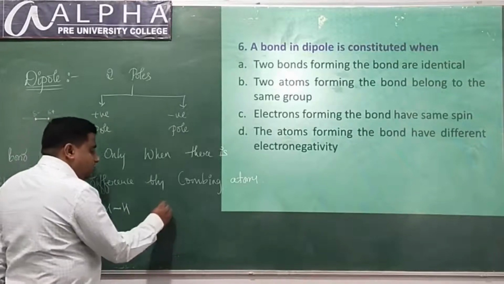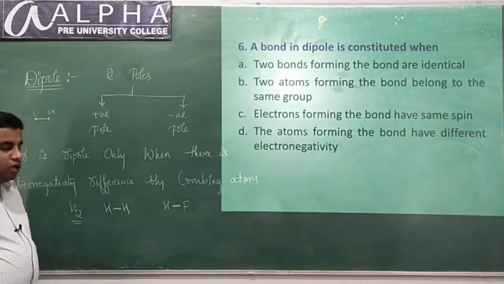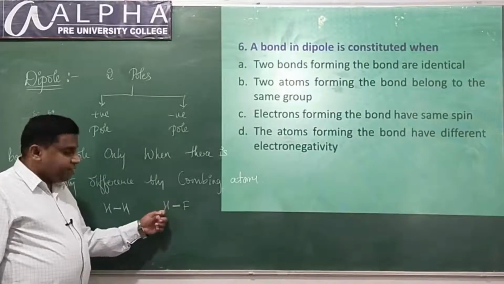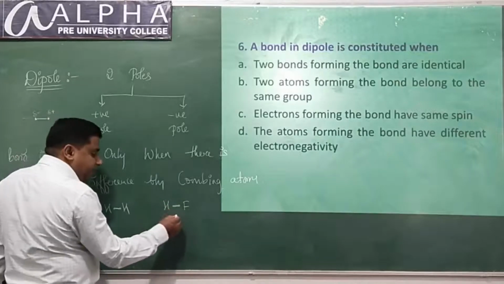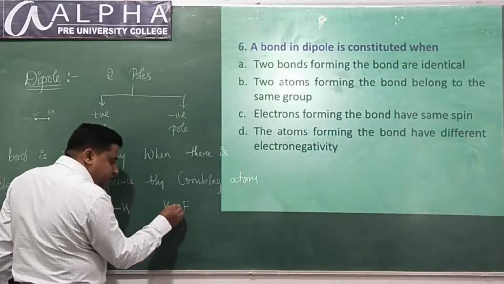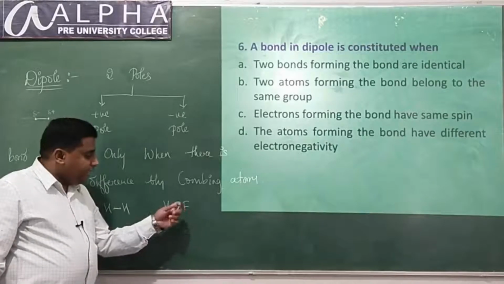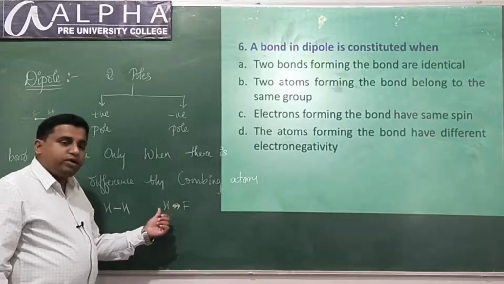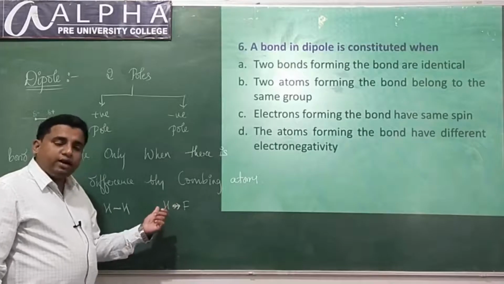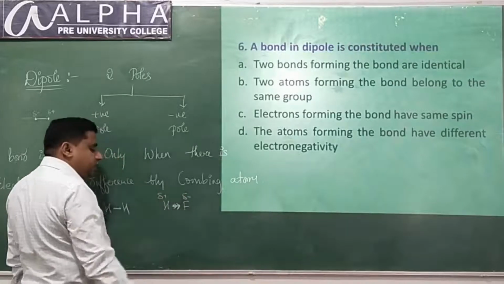But if you consider the hydrogen fluoride molecule, we know fluorine is more electronegative than hydrogen, correct? Since fluorine is more electronegative than hydrogen, what does fluorine do? Fluorine will attract the shared pair of electrons towards itself, as a result of which electron density on fluorine will be more and electron density on hydrogen will be less. Therefore, fluorine will get a partial negative charge and hydrogen will develop a partial positive charge.